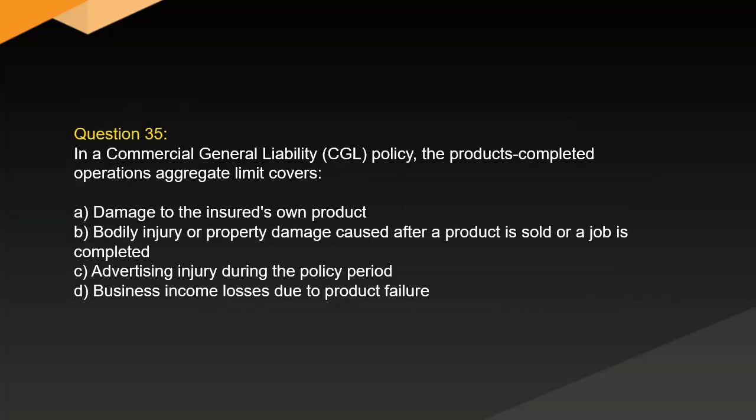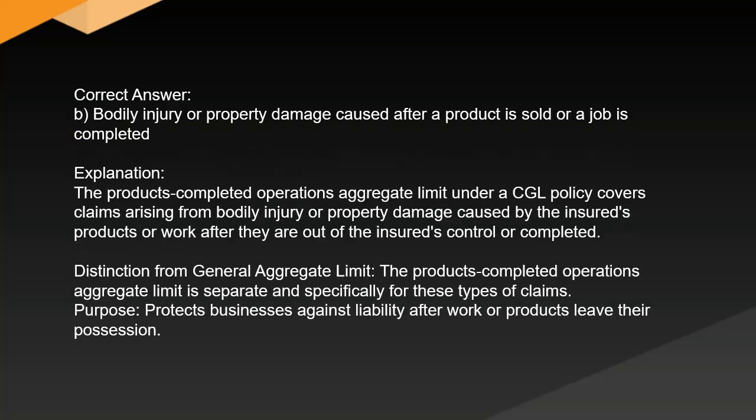Question 35. In a commercial general liability (CGL) policy, the products-completed operations aggregate limit covers: A. Damage to the insured's own product. B. Bodily injury or property damage caused after a product is sold or a job is completed. C. Advertising injury during the policy period. D. Business income losses due to product failure. Correct answer: B. Bodily injury or property damage caused after a product is sold or a job is completed.